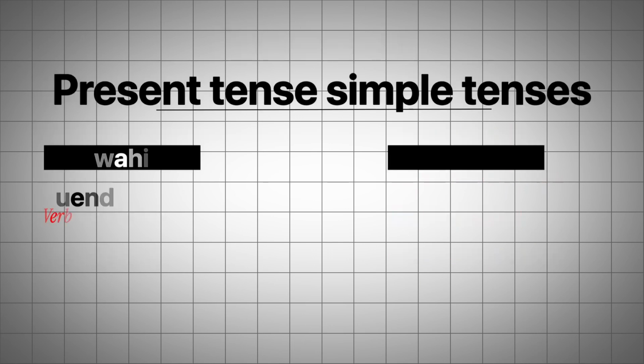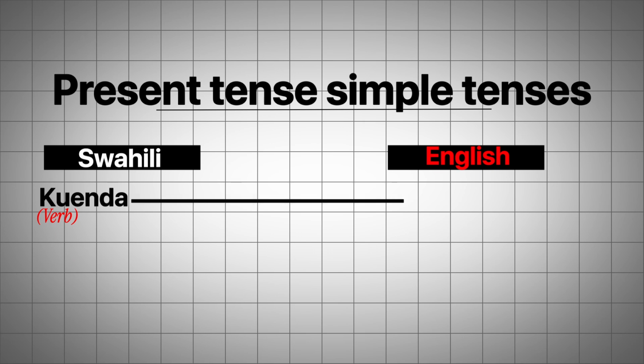So we will start with the verb kuenda. Kuenda simply means to go. So maybe you're going to work, maybe you're going to school, or maybe you're just going to the kitchen for a snack. In Swahili, you can say Ninaenda. Repeat after me. Ninaenda. One more time. Ninaenda. That simply means I am going.